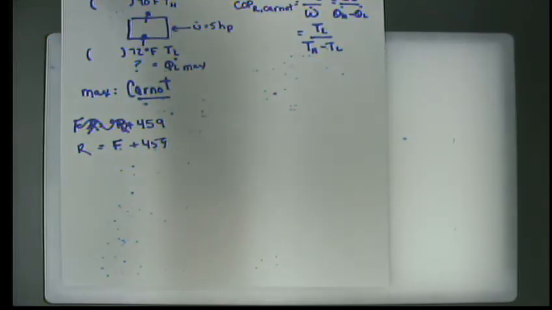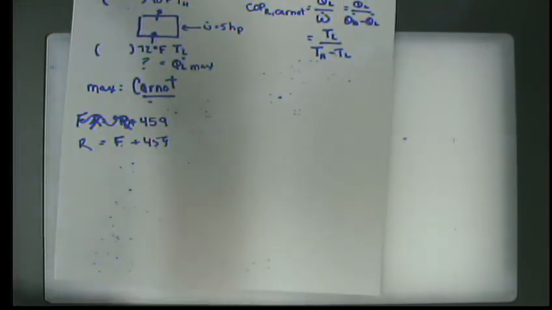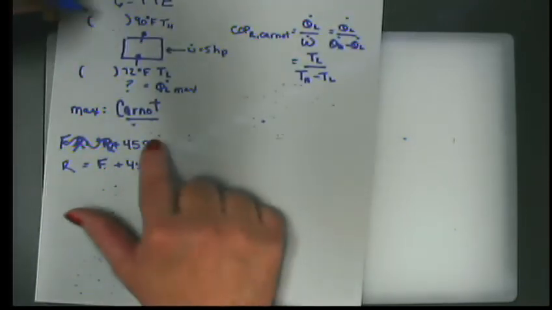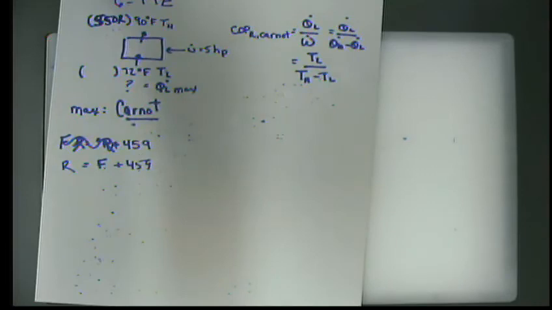let's see, for example, 90 degrees Fahrenheit, there we go. So the Rankine number is a bigger number, which of course makes sense. Okay, so if we have 90 degrees Fahrenheit, this is roughly 550 degrees Rankine, and 72 is 532.